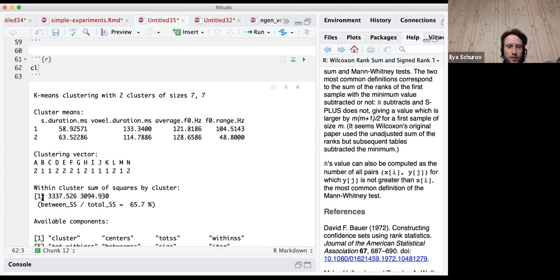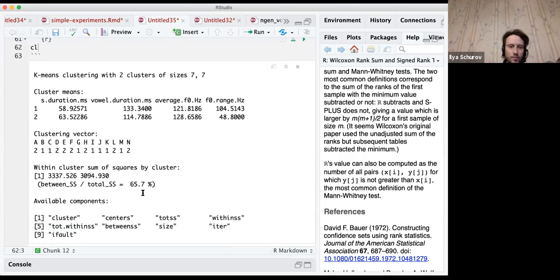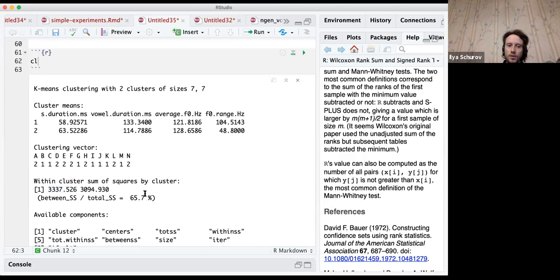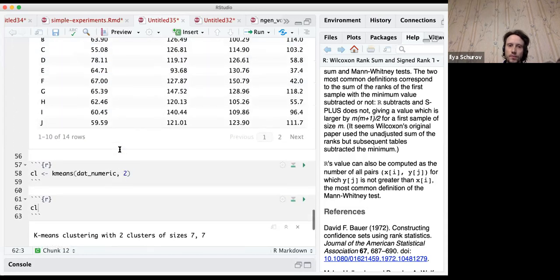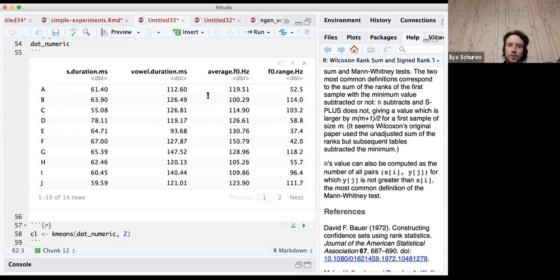And it says that this between sum of squares divided by total sum of squares is 65%. Well, it is not clear how to interpret this number alone, but the larger this number, the better, because this is distance between different clusters. If this number is large, then it means that clustering is good. Sorry. So we can draw something about this clusterization. For example, we can draw a picture.